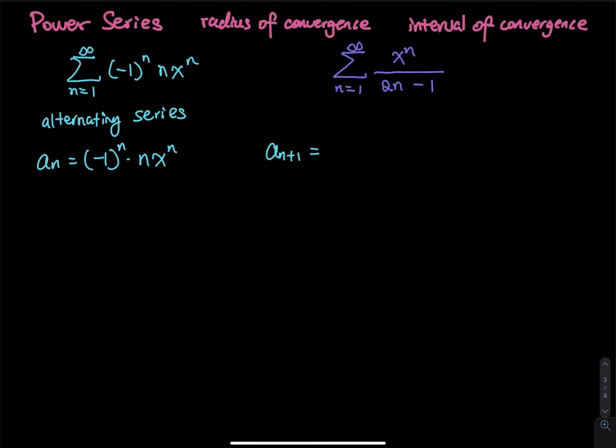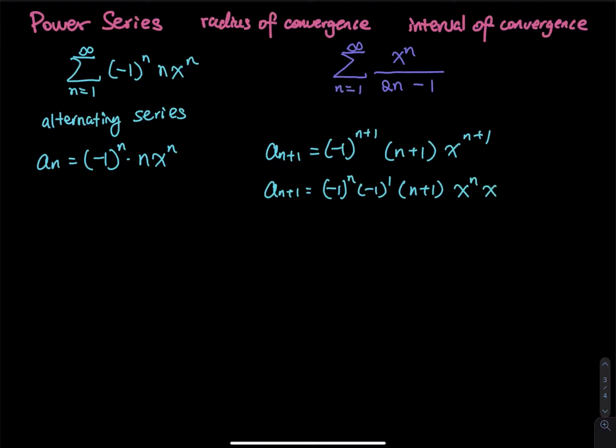And then the an plus 1 is -1 raised to the n plus 1. You replace the n with n plus 1, and then that is n plus 1 times x to the n plus 1. And then I want you to expand this as much as possible. So the an plus 1 is equal to -1 raised to the n, and then -1 raised to the 1, right? Keep the -1 in there. And then n plus 1, and then you have x to the n, and then x raised to the 1.